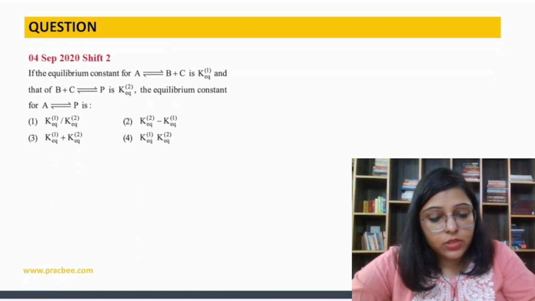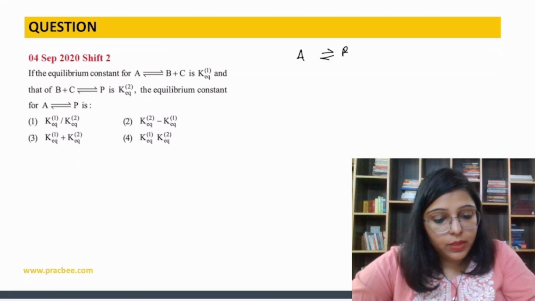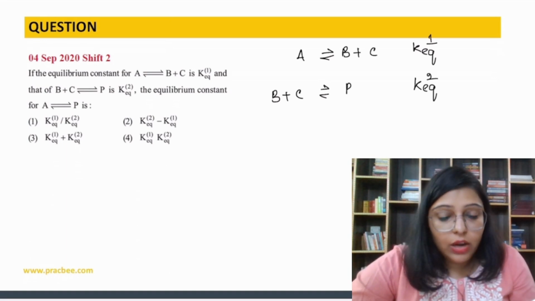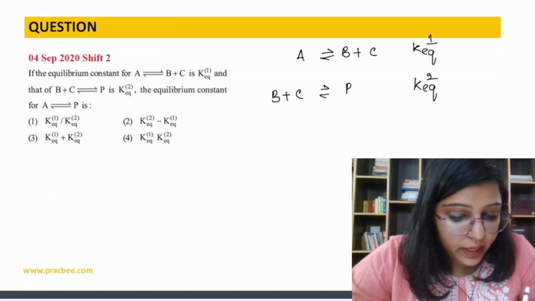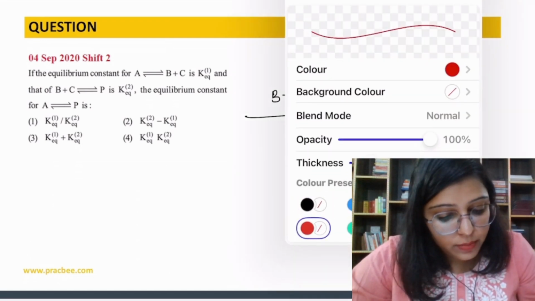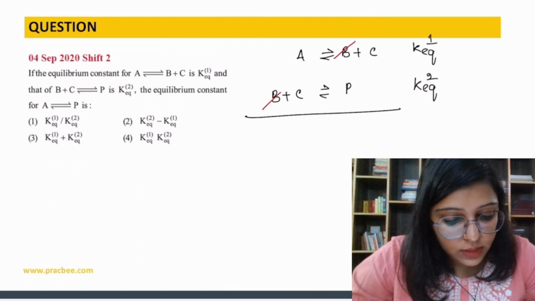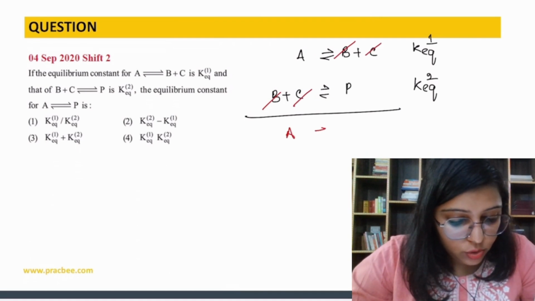If the equilibrium constant for A gives B plus C is K equilibrium 1, and for B plus C gives P it is K equilibrium 2. Now the equilibrium constant for A to P. So for A to P, what happens? B and C cancel out. So A to P.